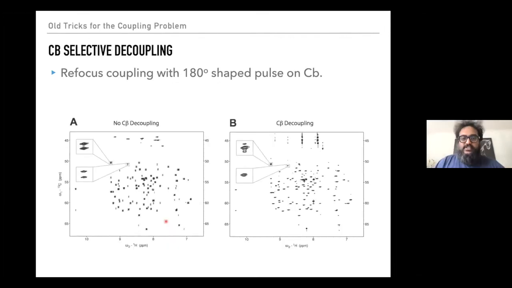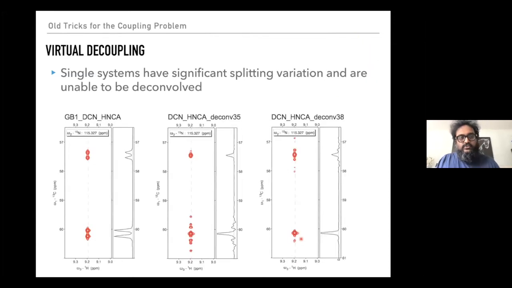You can use the traditional out-of-the-box C beta decoupling pulses, and these have 2 problems. One is that they cause Bloch-Siegert shifts unless you use them twice, and they also affect the residues at the edge, which are the glycines as well as the serines and threonines, and this didn't seem to be a viable solution for us. The third option we considered was virtual decoupling.